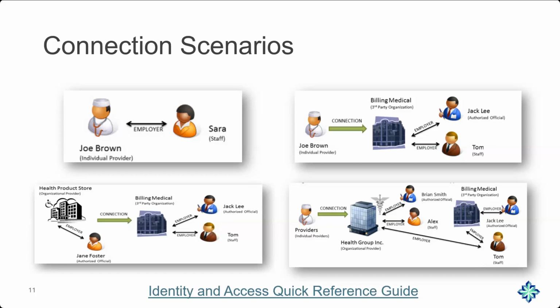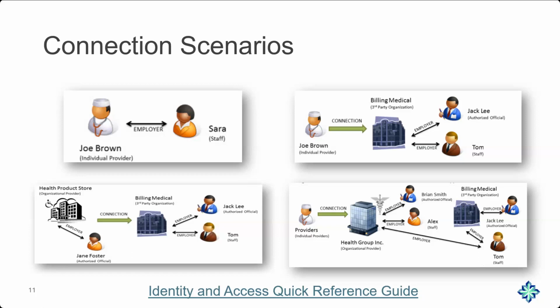Going down to the lower left image, this is going to be just a little bit more complicated. This is going to be an organizational provider. As you can see, Jane Foster, they do have a connection. That's their authorized official. That authorized official is directly tied to that organizational provider. The authorized official is never going to be someone from that third party company. That's always going to have to be somebody that is part of that organization.